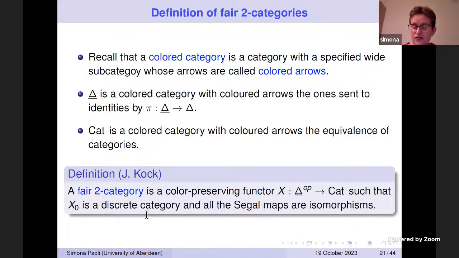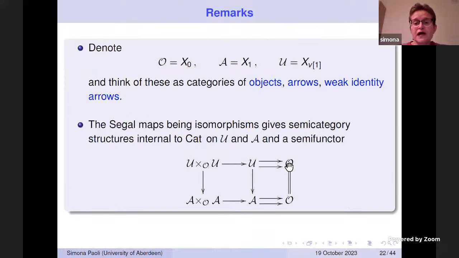Yeah. So if you think about this, this is formally very, very similar to our simplicial definition of strict two categories. That was a functor from the simplicial delta up into cat, such that x0 is discrete and the Segal maps are isomorphic. But we have this fat delta, we have this color preservation. So what does this describe? Well, I can jump to the result and then I'll try to guide you around that.